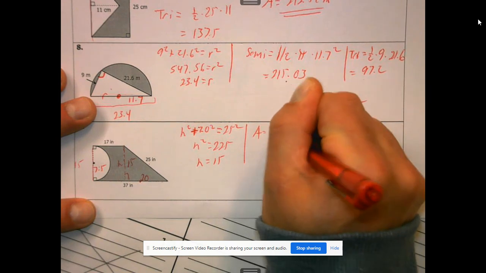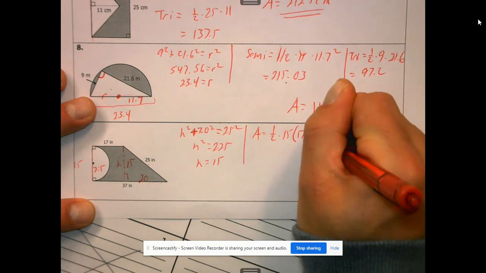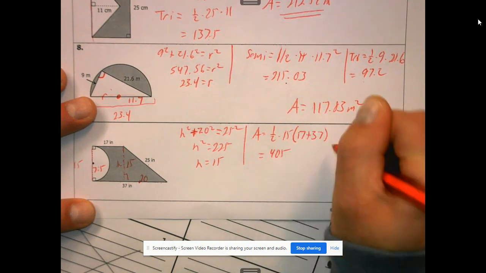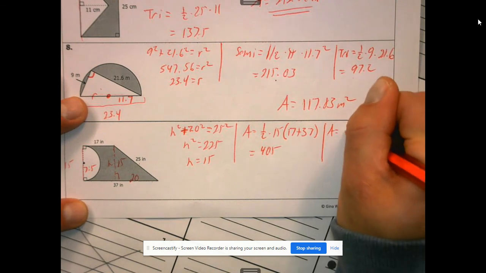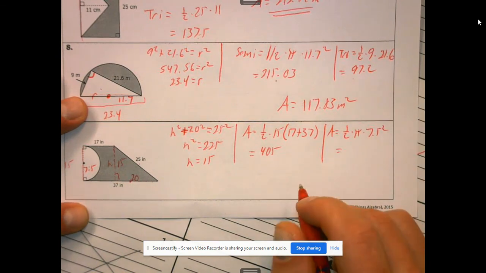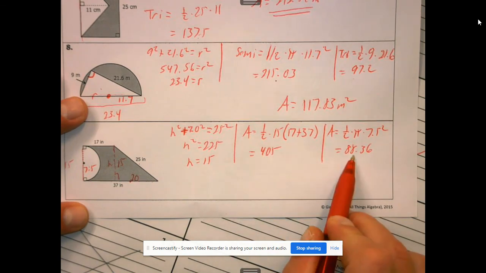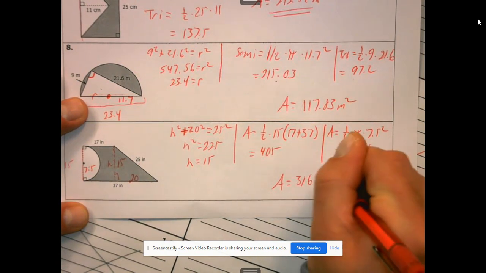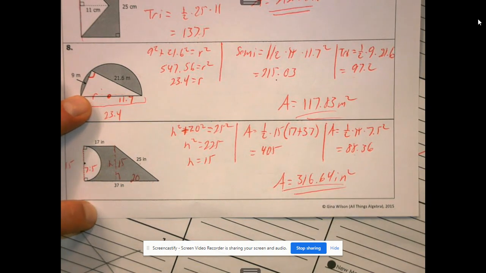Trapezoid, 1/2 the height, 15, times your bases in parentheses, 17 plus 37. If you type that in correctly, that comes out to be 405. The semicircle, it's 1/2, because it's a semi, times pi times 7.5 squared. That comes out to be 88.36. So here we go. Trapezoid minus semicircle. Area of the shaded region comes out to be 316.64 square inches. And that's it for areas of composite figures.